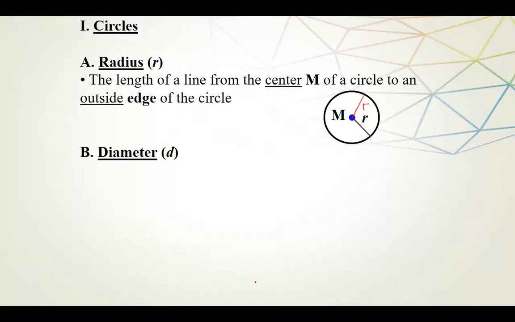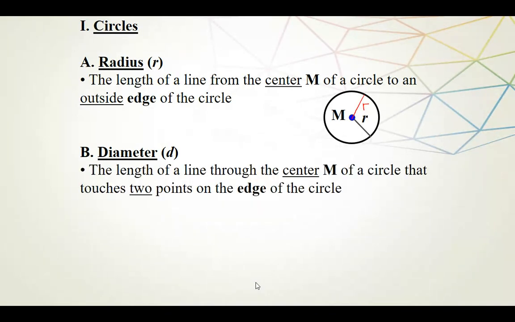We also have the diameter of a circle, which we're going to abbreviate with a lowercase d. And the diameter is defined as the length of a line that must pass through the center of a circle and touches 2 points on the edge of the circle. So really what that's trying to say is it's a line where you start at one edge, you go to another edge across a circle. However, on the way from one side of the circle to the other, you must pass through the circle's center.